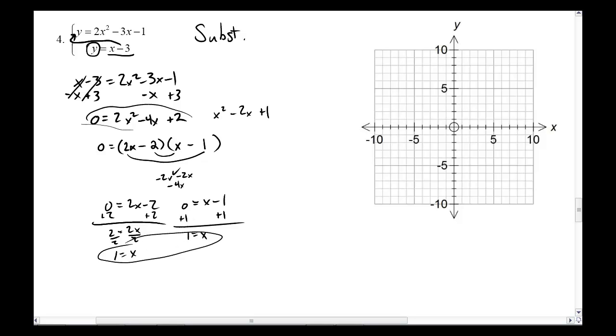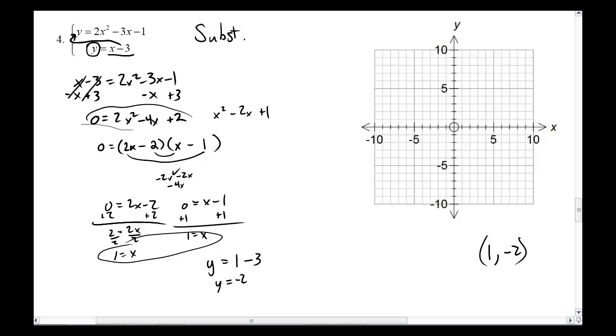Now remember, to get the actual intersection, I need to take that x value and put it back in. I'm going to put it into the linear equation because that'll be easier. So y equals 1 minus 3. That would then be y equals negative 2. So the only intersection I have is when x equals 1 and y equals negative 2. According to substitution, that's what I ended up with.